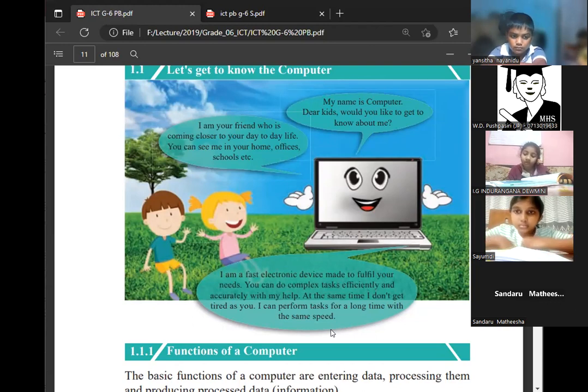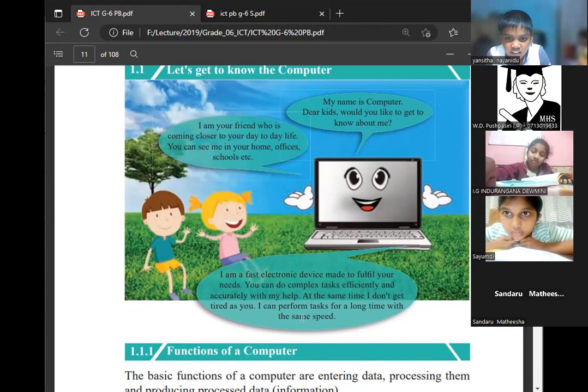Right. Okay, now can you tell me what computer can do? What does computer can do? No idea? What does computer can do?